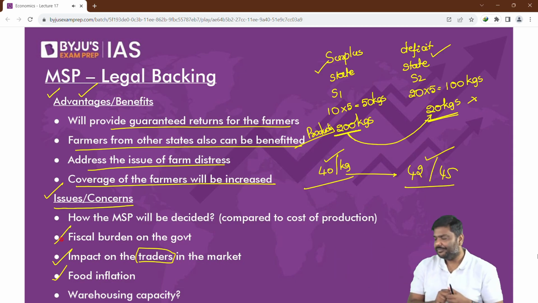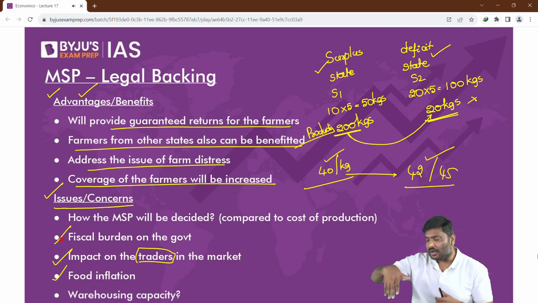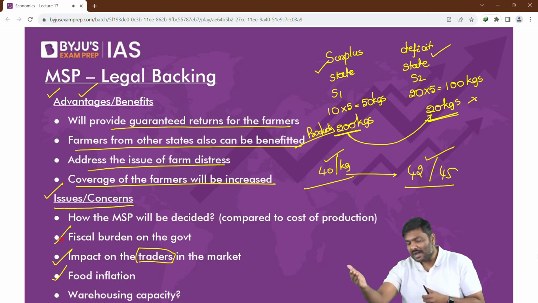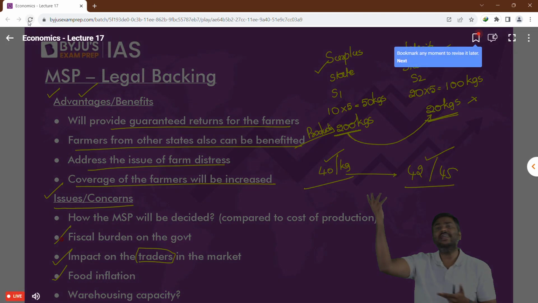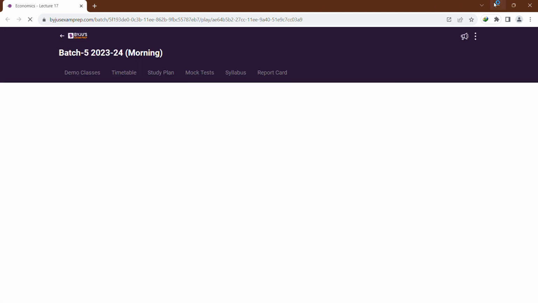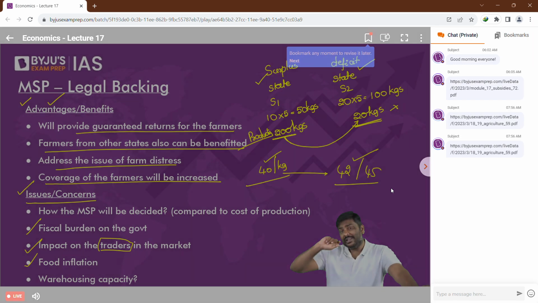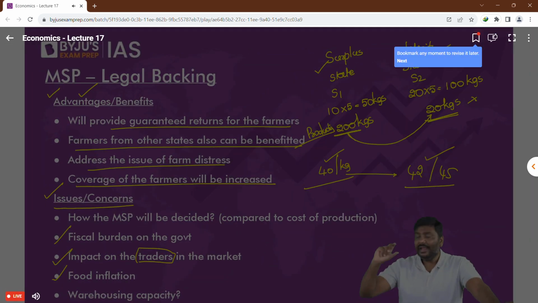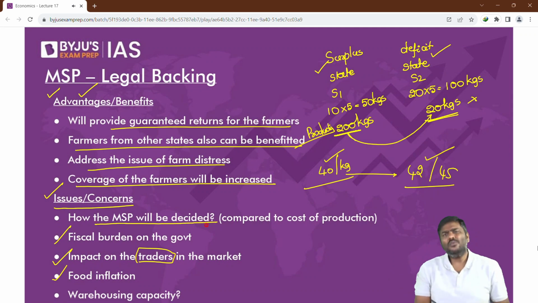And if they sell more of their crop to the government, what will happen to supply in the open market? Supply in the open market will go down. And if the supply will go down, what will happen to market prices? Market prices will start increasing. So increasing MSP to a very high level might contribute to inflation in the domestic market.